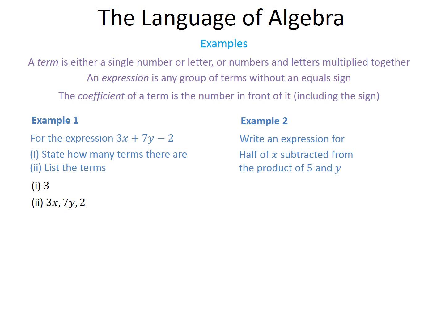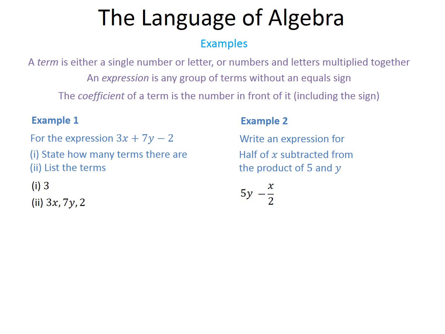Now in the next one, we're going to write an expression for half of x subtracted from the product of 5 and y. Remember, this subtracted from here means that the product of 5 and y has got to go first. And then we'll put minus half of x. So let's do the product of 5 and y to start with. And now we need to subtract half of x from that. Subtraction is obviously just a minus sign. And half of x we can write like this, just x over 2. That is half of x.